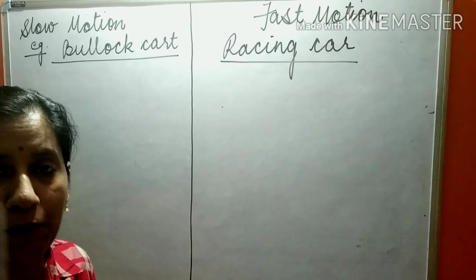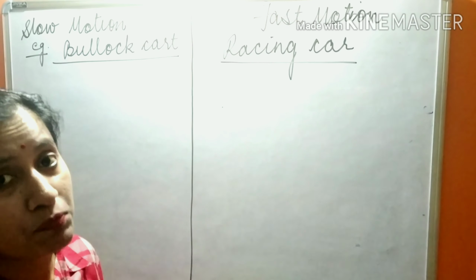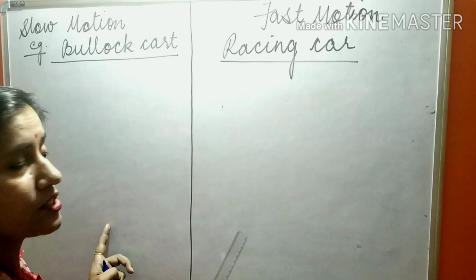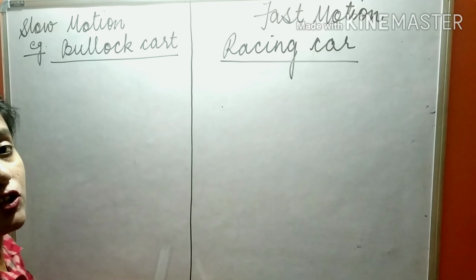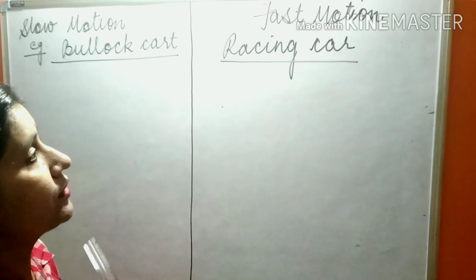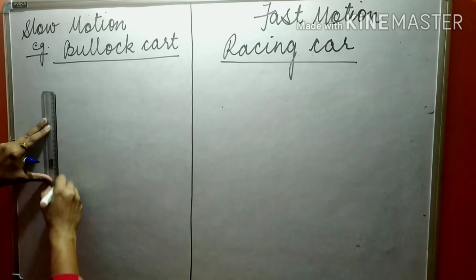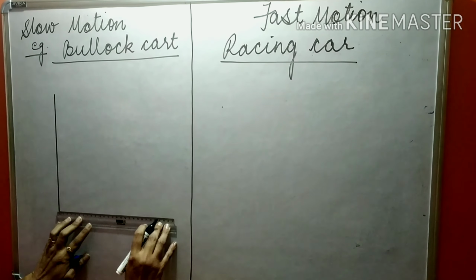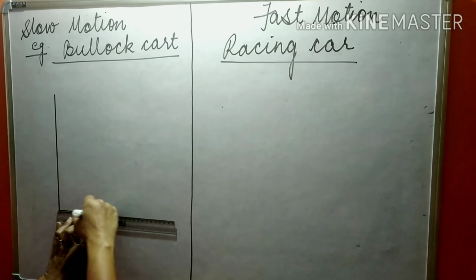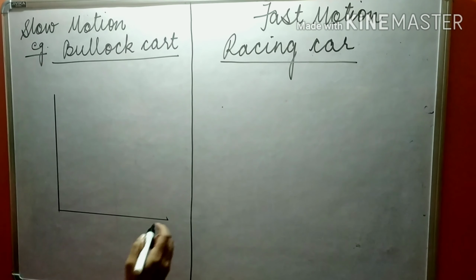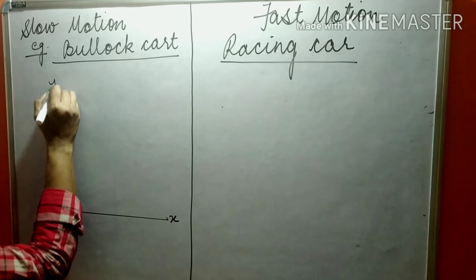You also take a paper and a pen and start making with me, so that by the end of this, you are also able to differentiate the slow motion and fast motion. So let's make a graph. The first line, the vertical line, and then come to the horizontal line. Horizontal line is x-axis, vertical line is y-axis.